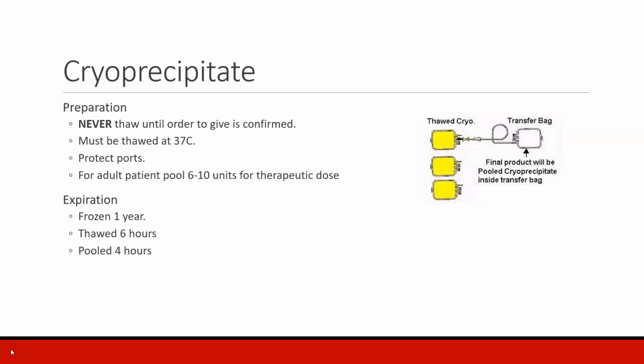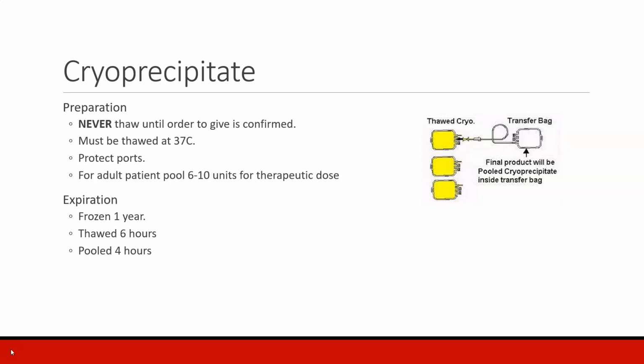Preparation, again, never thaw until the order to give is confirmed. And again, this must be thawed at 37 degrees, rapid to protect the ports. And for adult patients, pool 6 to 10 units for a therapeutic dose. So on the right-hand side, you can see a picture that illustrates how we, using aseptic technique, have a transfer bag, and we will insert into the port and drain the unit of cryo into the transfer bag.